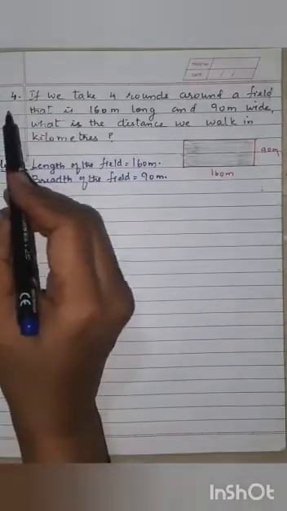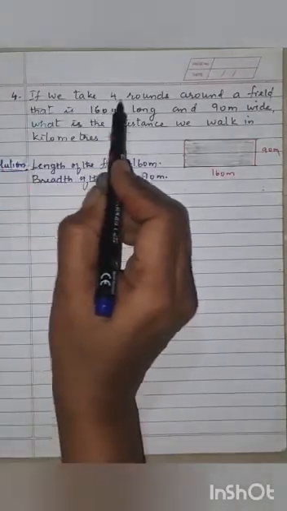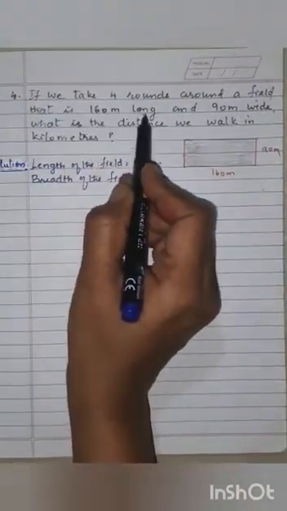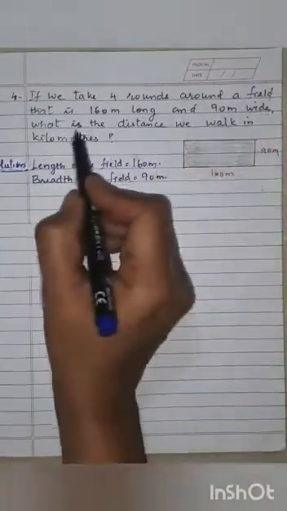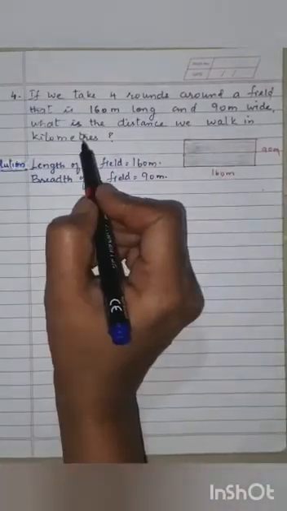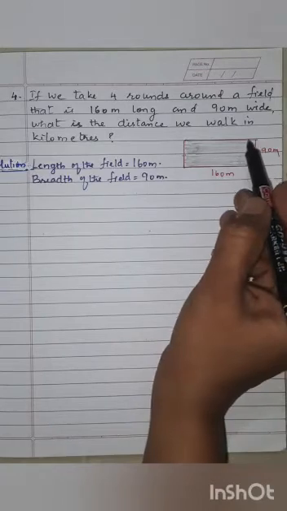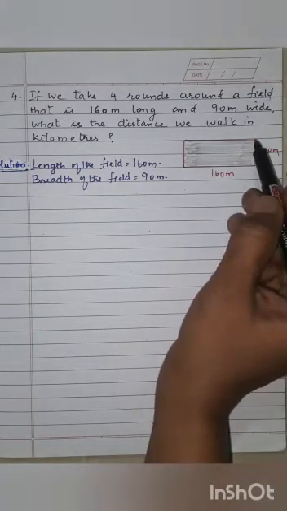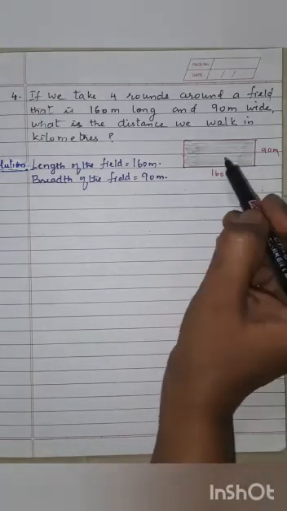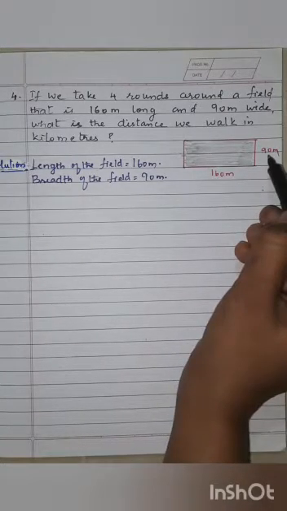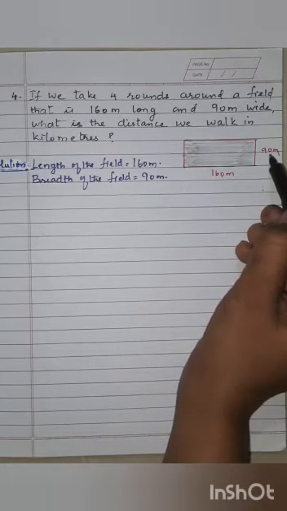Now students, our question number 4 is, if we take 4 rounds around a field that is 160 meters long and 90 meters wide, what is the distance we walk in kilometers? Okay, so children, what they have asked us is, what will be the distance covered if we take 4 rounds of this field? Now suppose this is a field of 160 meters length and 90 meters wide, that is breadth.